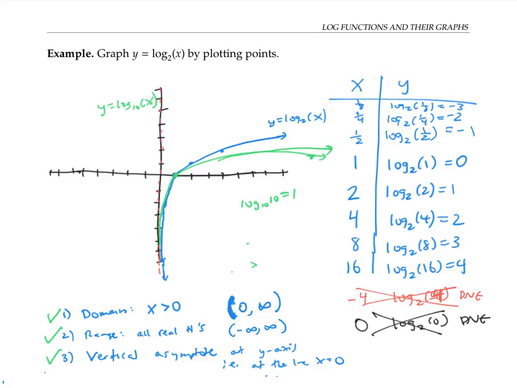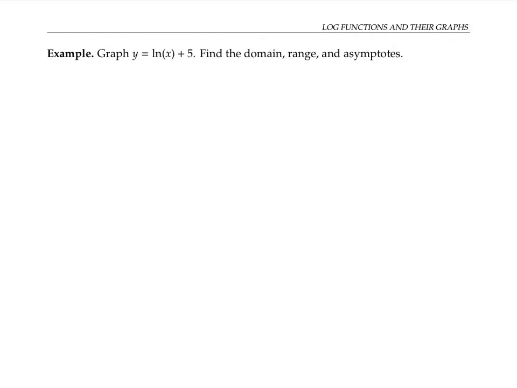In fact, the graph of y equals log base a of x for a bigger than 1 looks pretty much the same and has these same three properties. Now that we know what the basic log graph looks like, we can plot at least rough graphs of other log functions without plotting points.